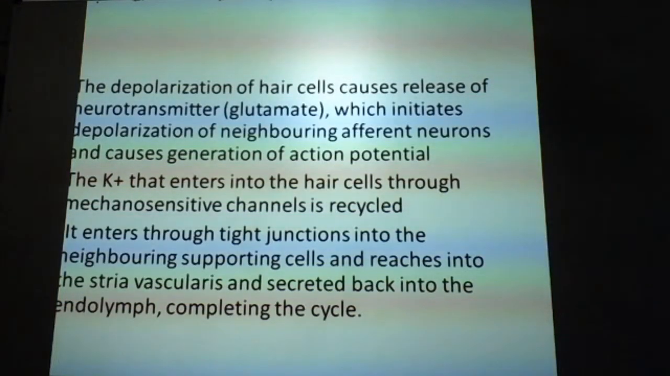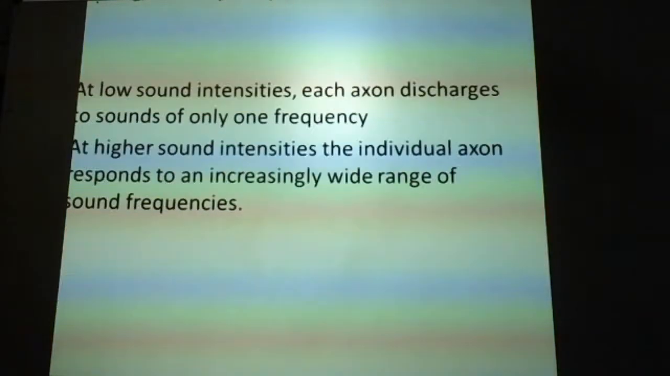The potassium that enters the hair cells through the mechanosensitive channels is recycled and this enters through the tight junctions into the neighboring supporting cells and reaches the stria vascularis and again it is secreted back into the endolymph, making the endolymph rich in potassium, thus completing the cycle. So whatever potassium is there, it gets back into the endolymph through the tight junctions and again it is utilized for depolarization. This whole cycle keeps on repeating.